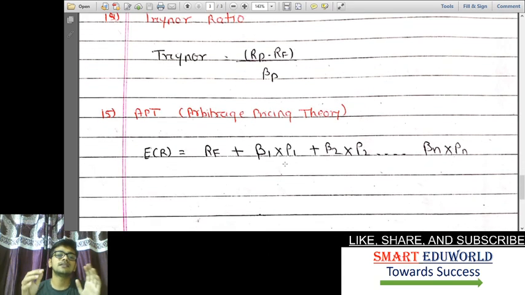And another, the arbitrage pricing theory. The expected return formula is RF, your risk free return, plus beta 1 into factor 1, plus beta 2 into factor 2, and beta n into factor n. If there are numerous factors, you need to calculate beta into factor for each, sum them up and add with RF. So these are some important formulas from your portfolio management theory.